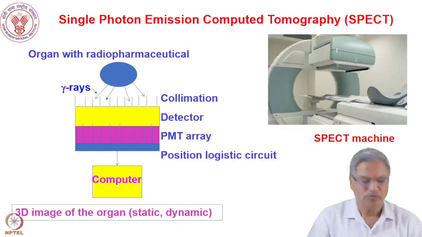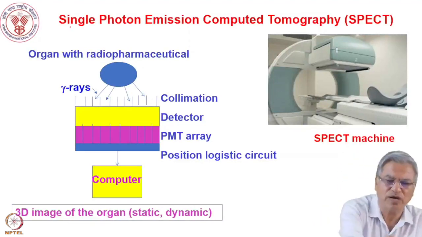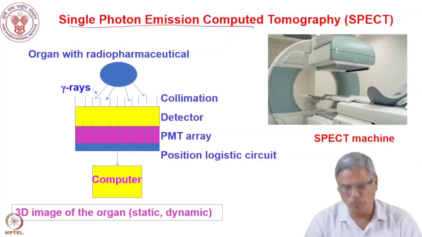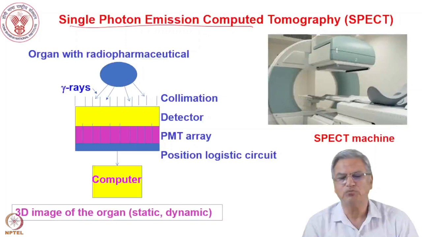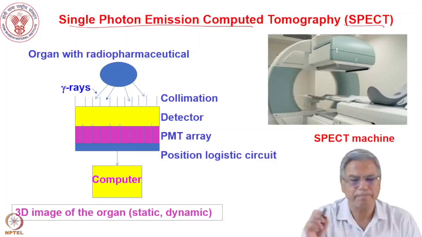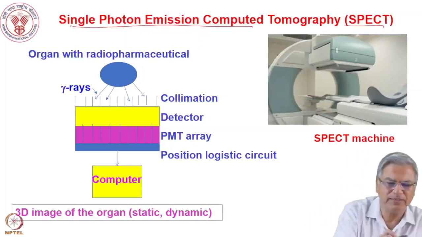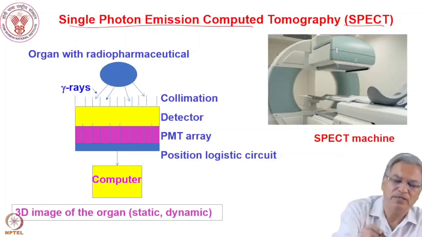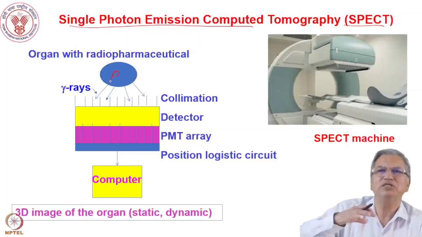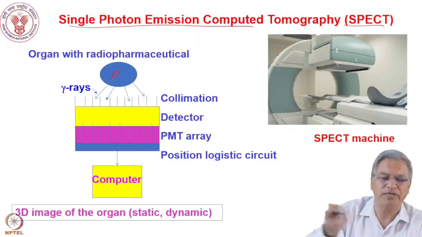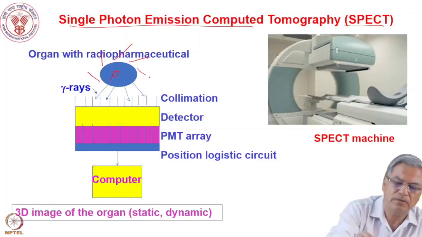Now, what are the experimental techniques for this? You have this technique called imaging scintigraphy, and it is also called single photon emission computed tomography, SPECT. The principle of SPECT is that suppose you have the organ containing the radioisotope here, and this organ is now in the human body, emitting gamma radiations isotropically.